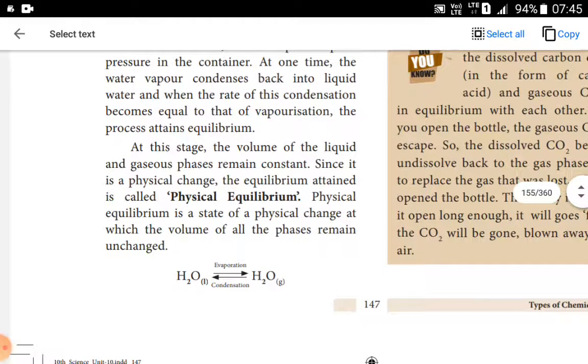So physical equilibrium is a state of physical change at which the volume of all the phases remains unchanged. That means the volume of water and the volume of water vapor will remain the same. So the volume of the liquid form of water and the volume of gaseous water vapor will be at the same rate. That is called a physical equilibrium.